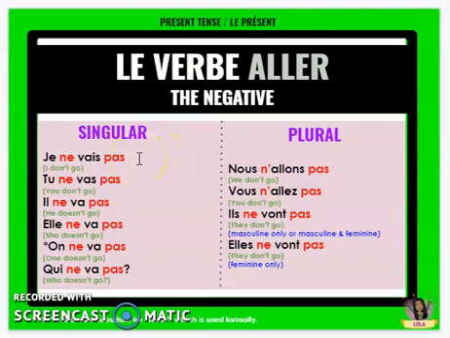So, je ne vais pas, tu ne vas pas, il ne va pas, elle ne va pas, on ne va pas, qui ne va pas. Nous n'allons pas, vous n'allez pas, ils ne vont pas, elles ne vont pas.